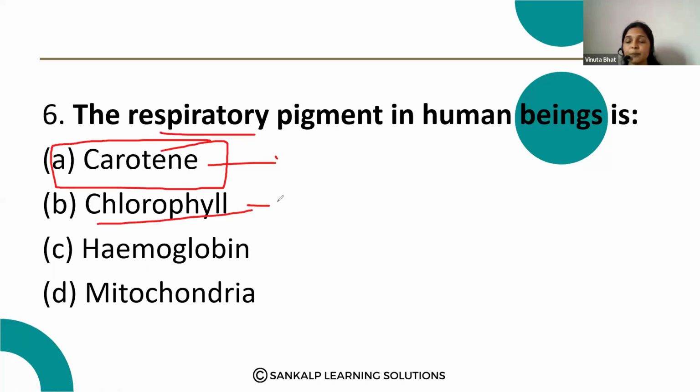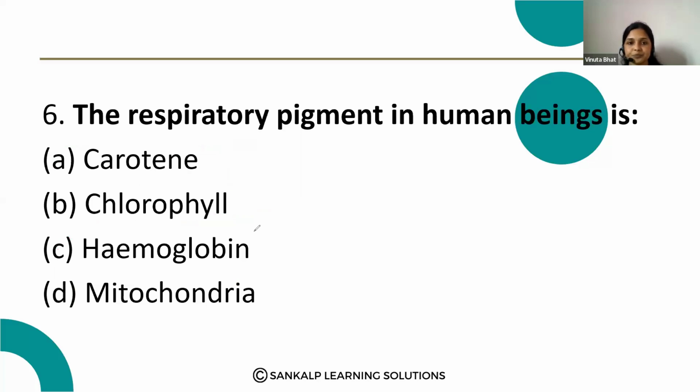Chlorophyll is present in the plants, which is helpful for the photosynthesis process. Mitochondria is not a pigment, it is a cell organelle. So the correct answer is option C, hemoglobin. Hemoglobin is called a respiratory pigment in human beings.